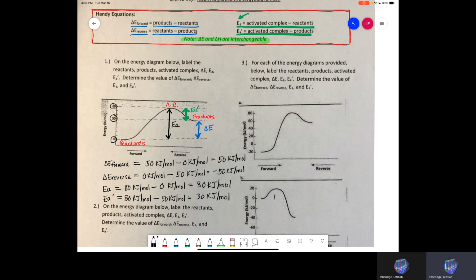Right? Hopefully that was helpful and you guys will be able to get through the front side of the worksheet. I will do some problems on the back side just so you can see what's going on over there. Okay?